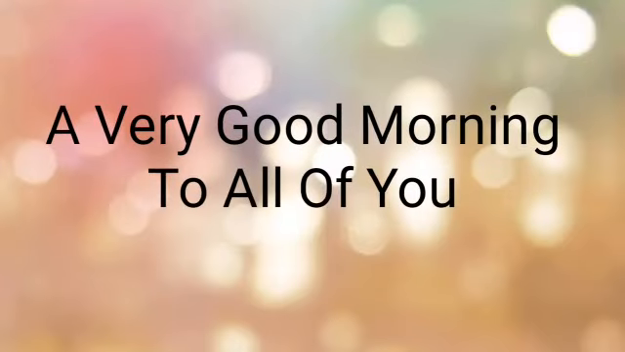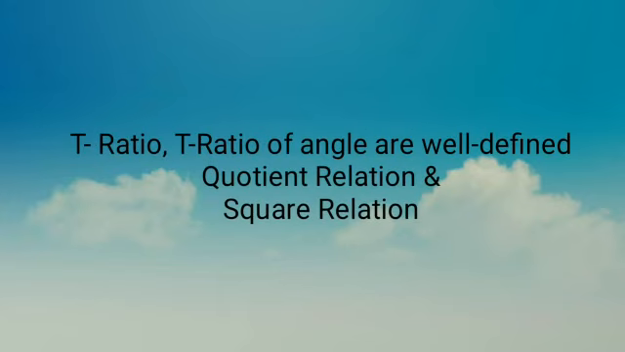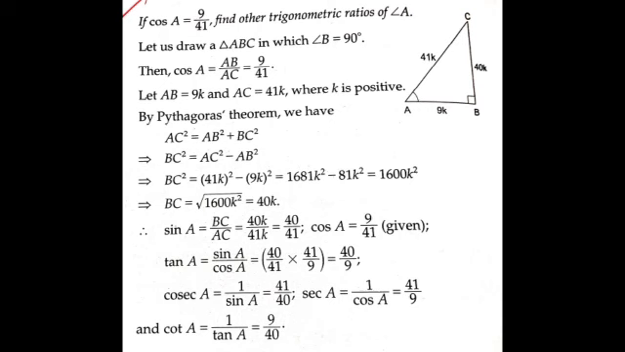In the last video of trigonometry, I have discussed and defined trigonometric ratios. Then also, I have proved T ratios of an angle as it is well defined, that is, its value remains the same. And I have discussed the quotient relation of T ratios as well as the square relation. Here in this video, I am going to solve some questions which are based on the concept which I have discussed there, that is the concept of trigonometric ratios.